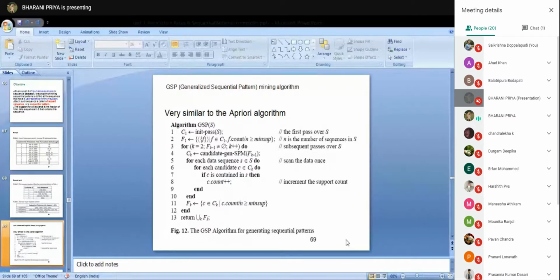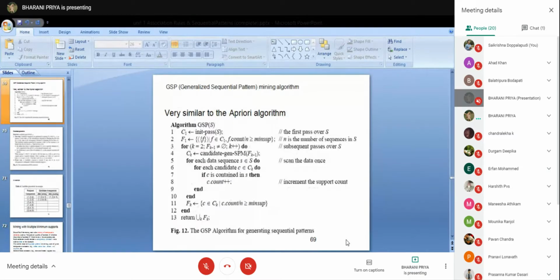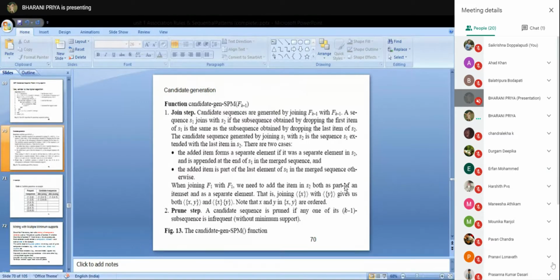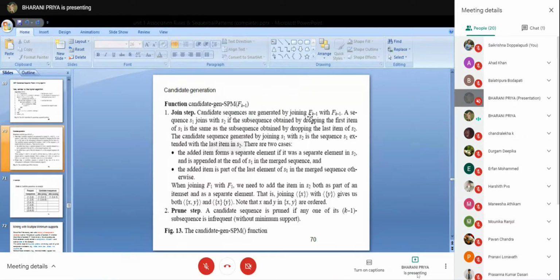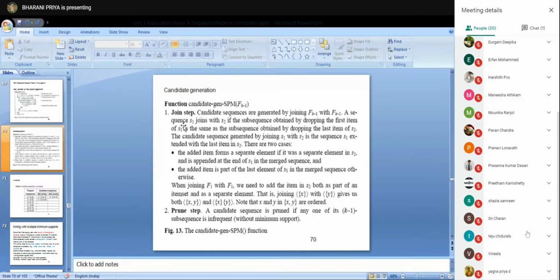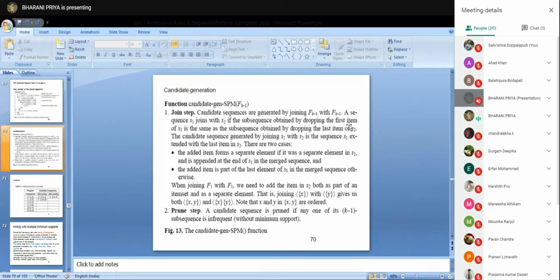This is the generalized sequential pattern mining algorithm. This is the explanation of this algorithm: joining step and pruning step. You have two frequent sequences. FK1 should be joined with FK1. So remember this rule. A sequence S1 can be joined with S2 if the sequence obtained by dropping the first item of S1 is the same as the subsequence obtained by dropping the last item of S2.